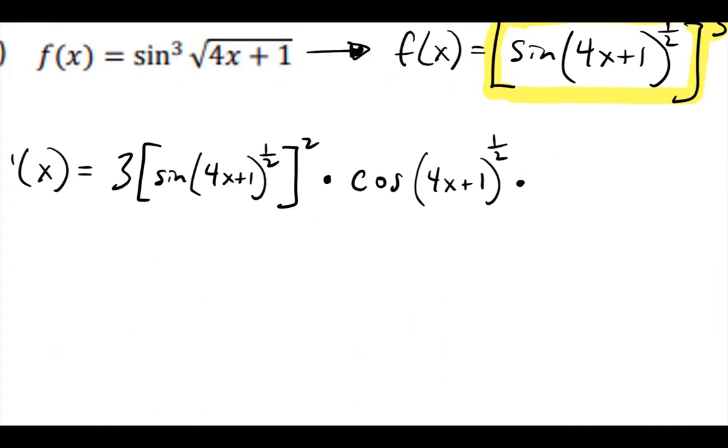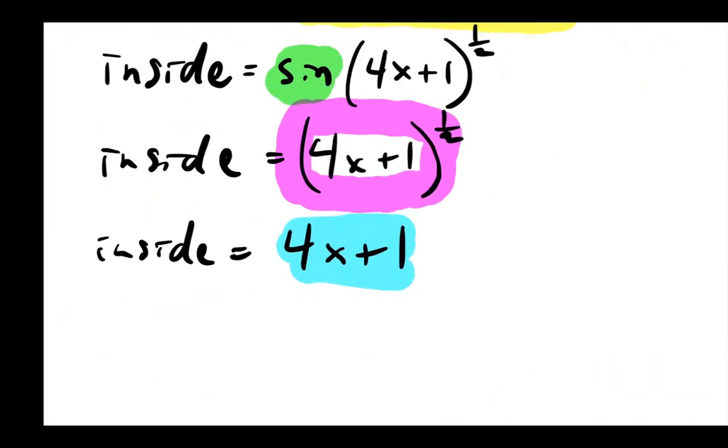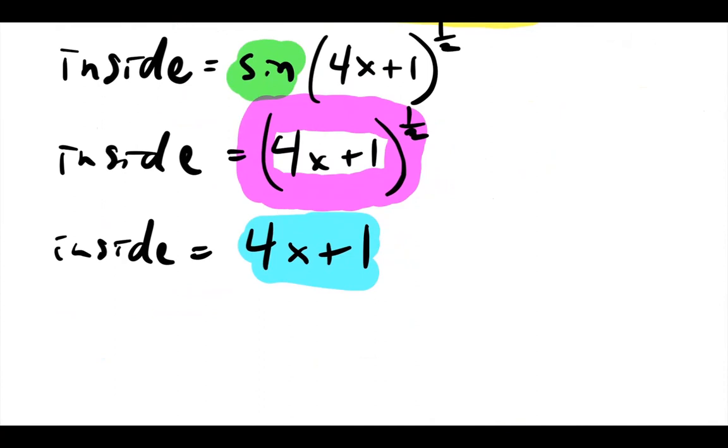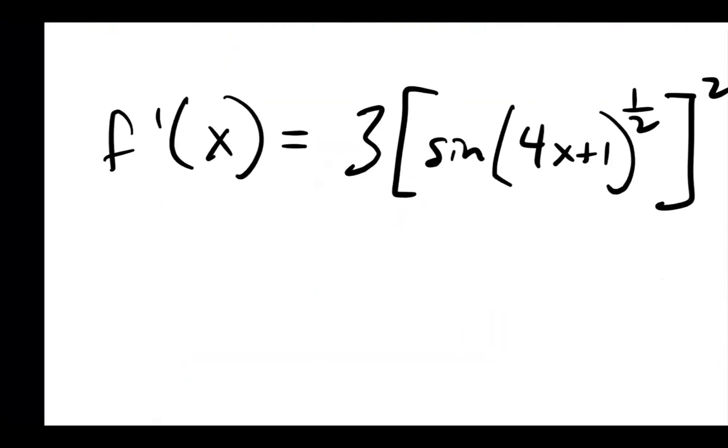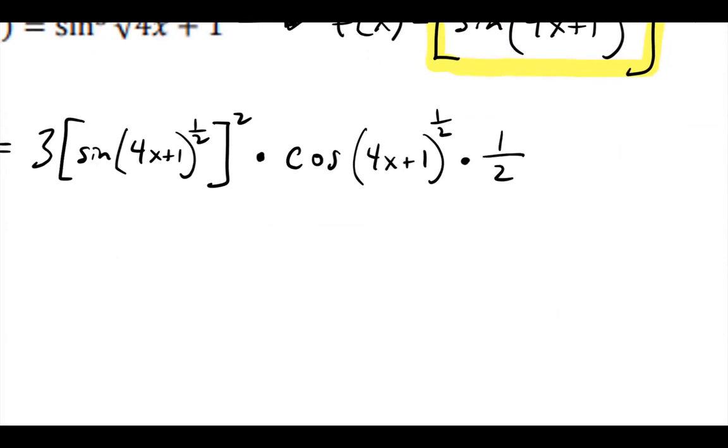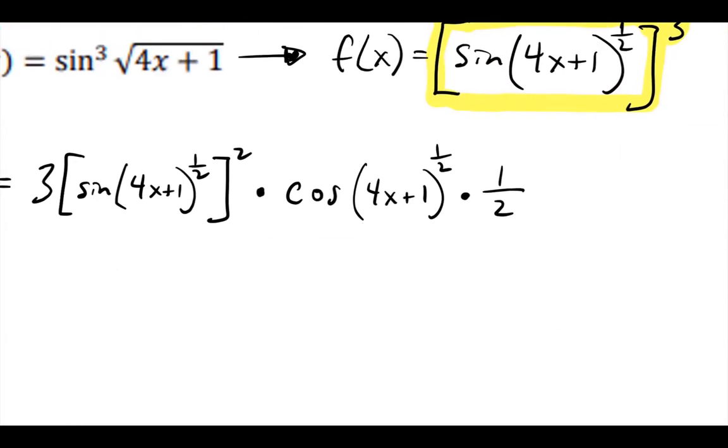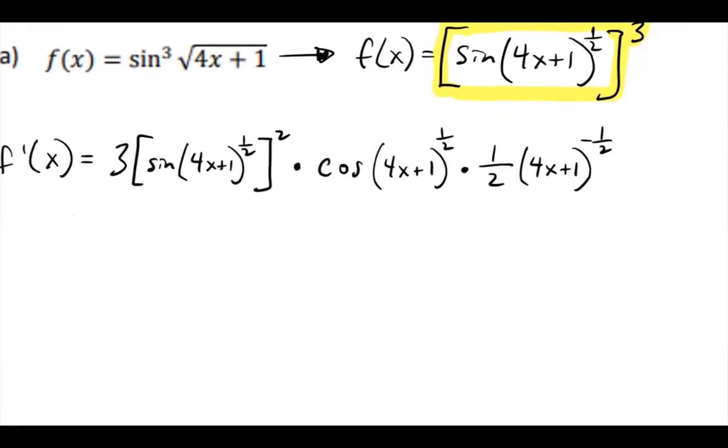The next layer was this pink magenta color. 4x plus 1, something to the 1/2 power, right? Well, that's just power rule, right? Power rule says move the power to the front, subtract the power from what you had before. So I'm going to move the 1/2 to the front. Keep what was already in there. Subtract the power from the original power.